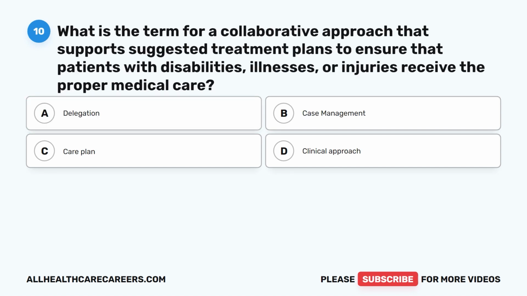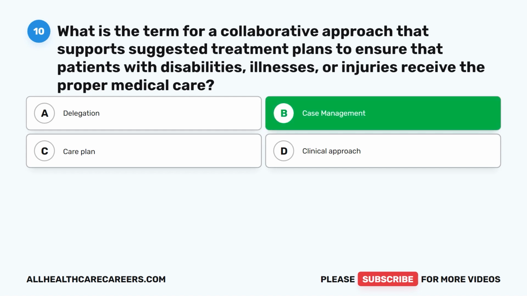Question 10. What is the term for a collaborative approach that supports suggested treatment plans to ensure that patients with disabilities, illnesses, or injuries receive the proper medical care? A. Delegation. B. Case management. C. Care plan. D. Clinical approach. The correct answer is B.